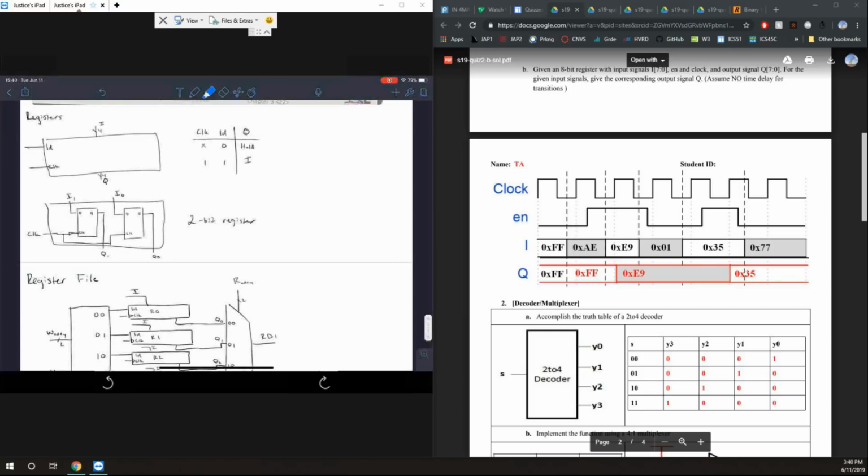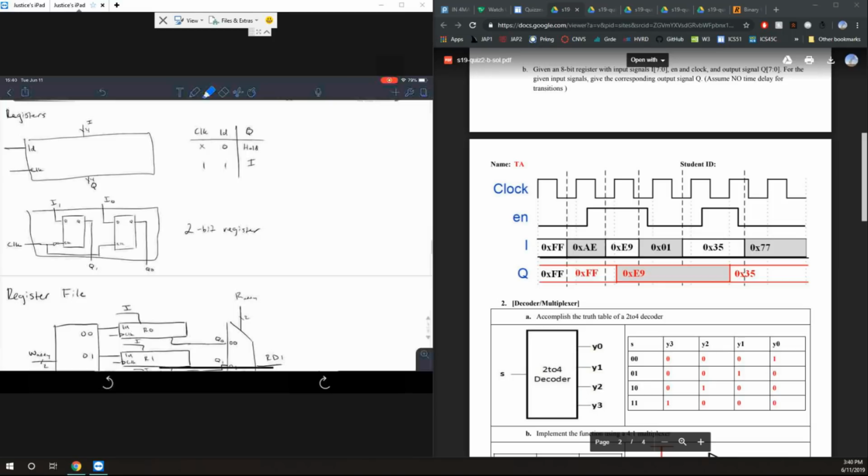Pretty much, registers take a clock signal, a load signal, and an input, and they give an output. I already pinned the video. I got you.